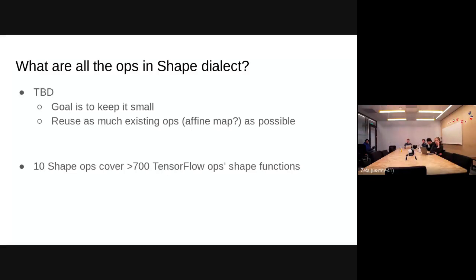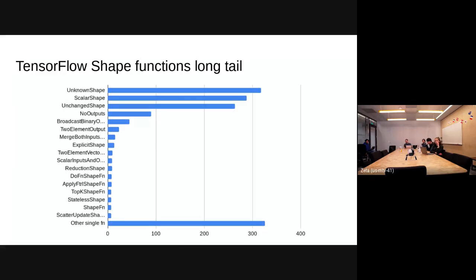And actually, speaking of TensorFlow's shape functions, I looked across all the TensorFlow shape functions. On the vertical axis is the name of the shape function, and on the horizontal axis is the number of uses. If you look at the very last bullet, effectively the majority of shape functions are used by fewer than 5 operations. So it's a very long tail. A lot of operations have a unique shape function.